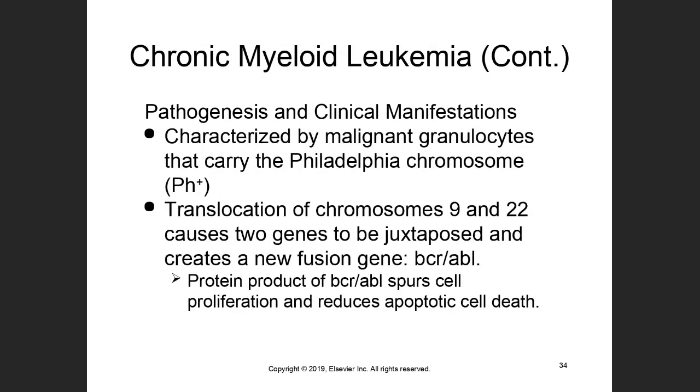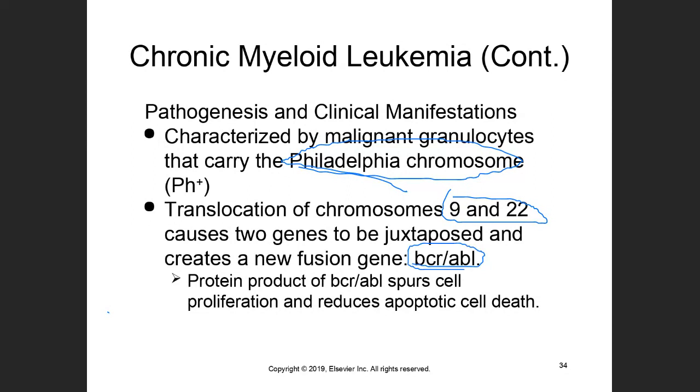Pathogenesis: we have characterized by malignant granulocyte. This is an extremely important part, the Philadelphia chromosome. Philadelphia chromosome means translocation from 9 to 22. Okay, that's the Philadelphia chromosome. Another characteristic is this: the Philadelphia chromosome is a BCR-ABL gene.